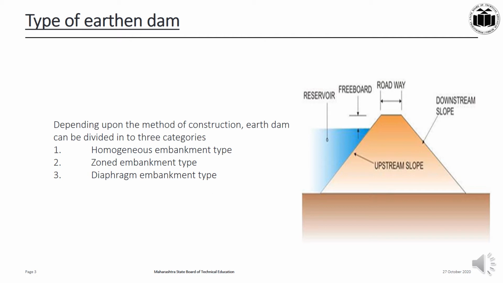Earthen dams have been constructed for a long time. They are constructed with natural materials. By the name you can understand, the earth. Mostly earthen materials like clay, sand, and rock are used to construct the earthen dam.